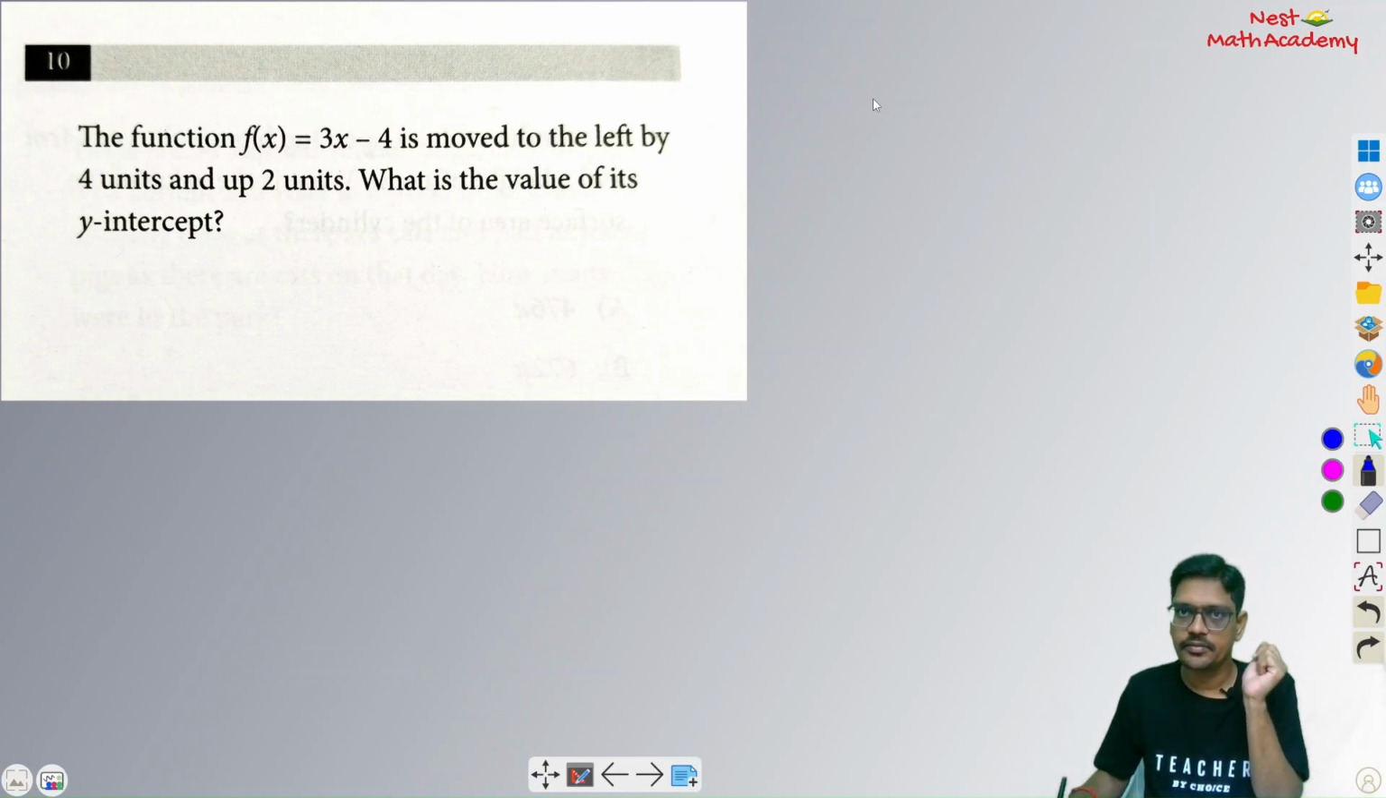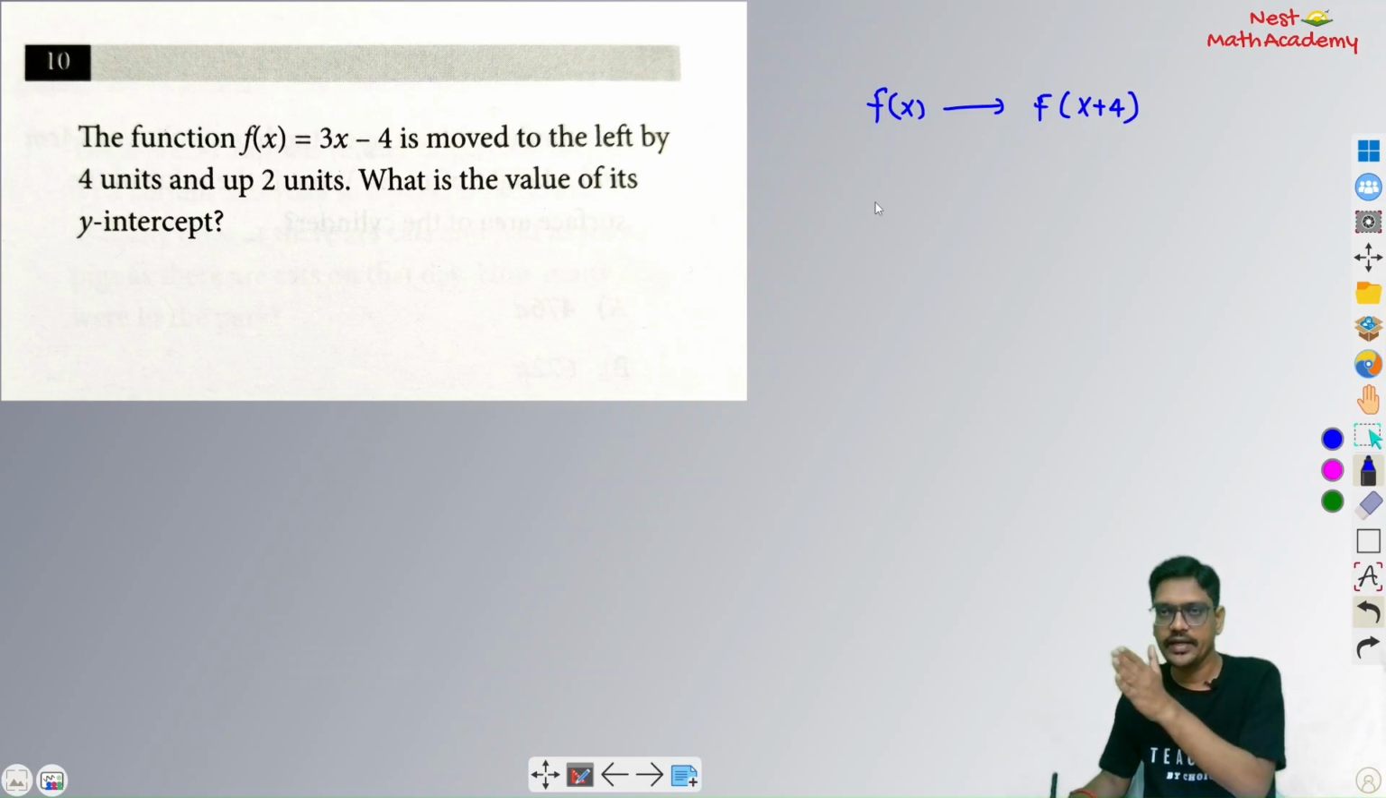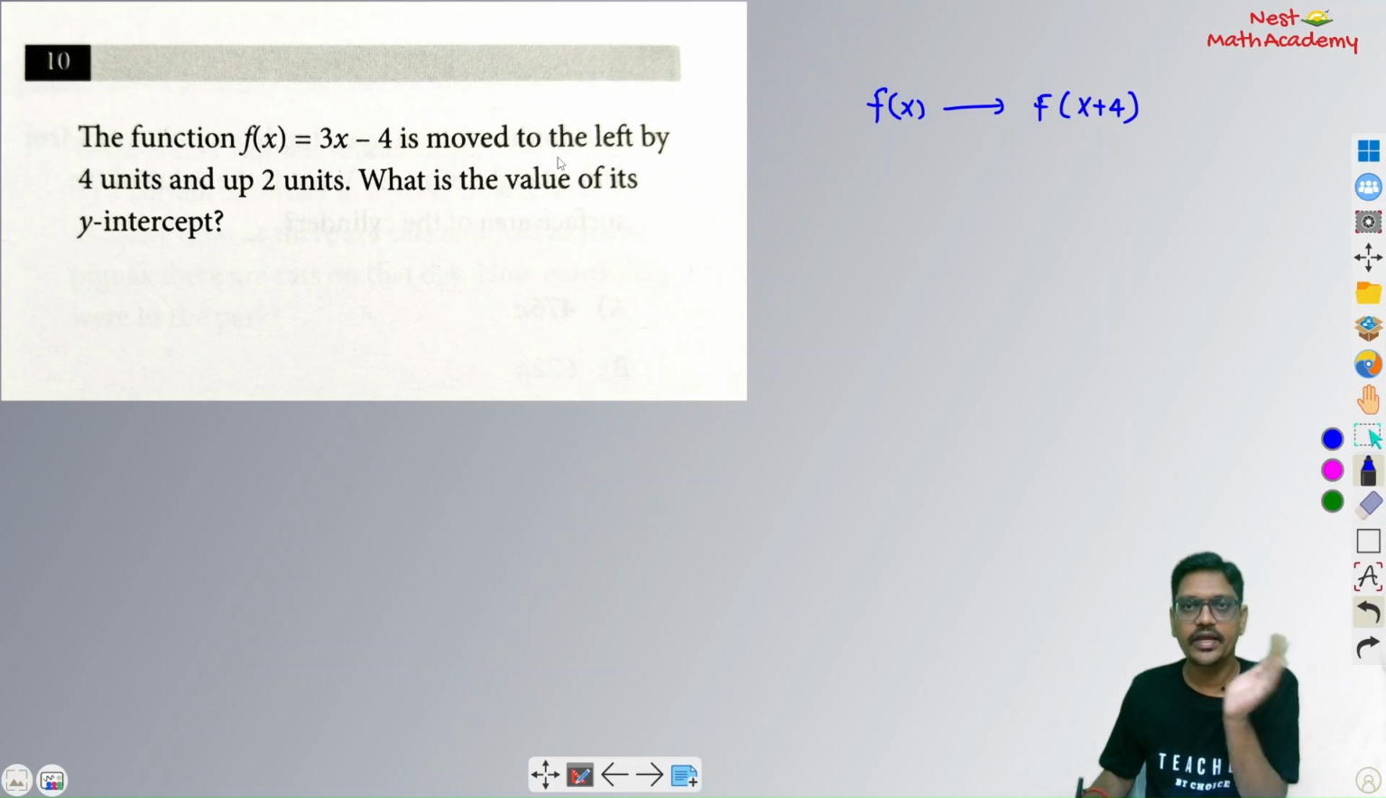We can remember like this: if f of x is a function and you're doing a linear transformation, that is the horizontal transformation, moving to the left or right. If you're moving to the left by 4 units, you need to replace x with x plus 4. With input, this is always counterintuitive. If you're going to the right, I would have written x minus 4. Moving to the left, it will be x plus 4.